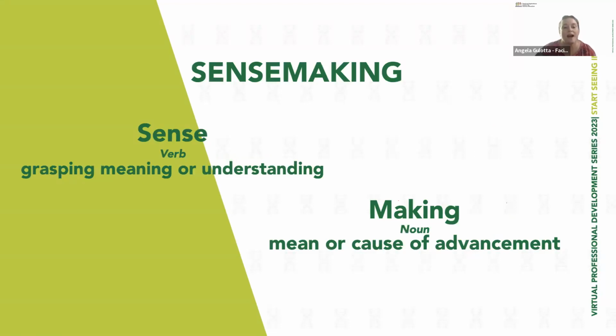Let's break down that compound word. Sense as a verb is defined as grasping the meaning or understanding. Making as a noun can be defined as the means or cause of advancement. So essentially, when sense making, our students are grasping the meaning of something to advance their knowledge. It's pretty cool.